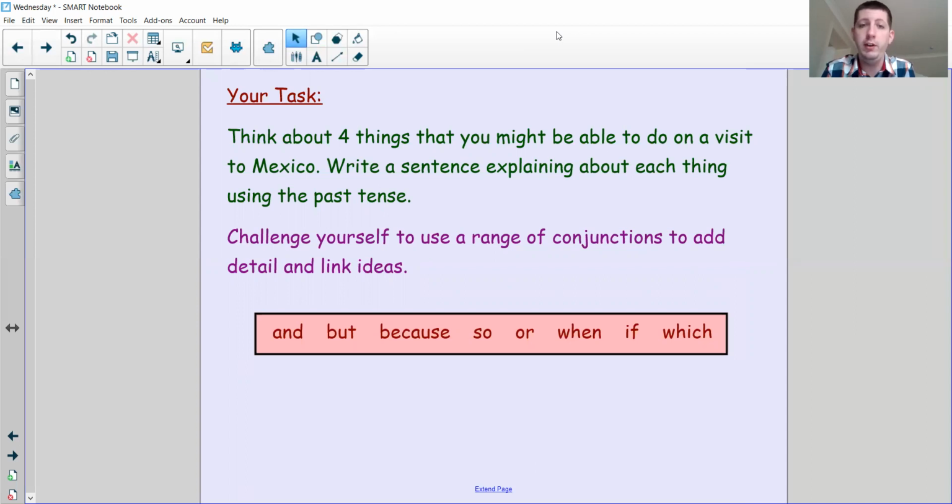Remember, once you've written your sentences, to upload them onto DB Primary, and we can take a look at them and see how you've done with your use of conjunctions to explain in detail.